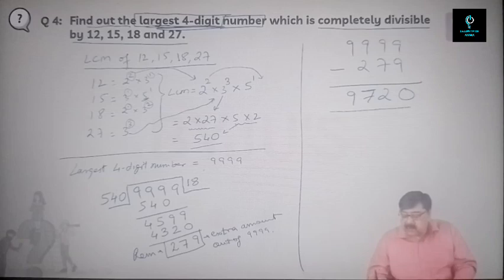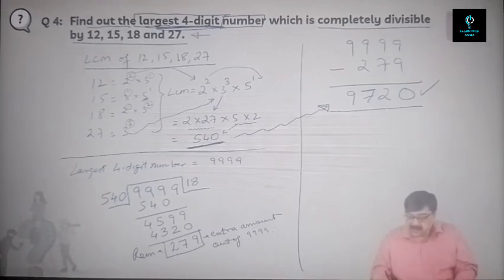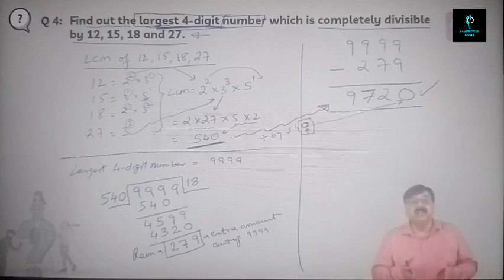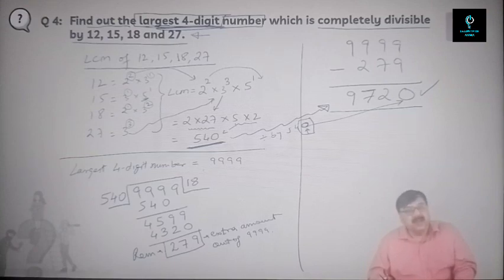So 9720 is the largest 4-digit number which is completely divisible by the given four numbers. Now one thing which should obviously strike you is that the LCM is 540 and this number, that is the highest 4-digit number, must be divisible by 540. That means in the units place there should be a 0. So out of the choices, any choice which does not have 0 in its units place cannot be your answer. That way you can eliminate choices also. So 9720 becomes your answer here.